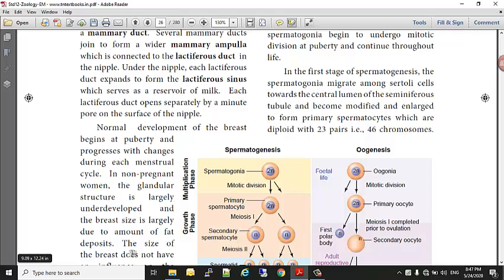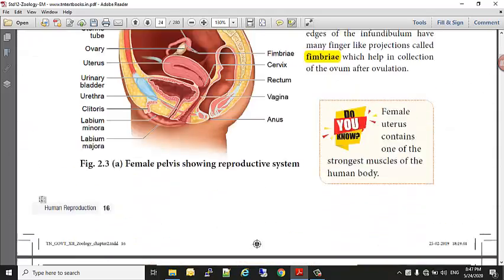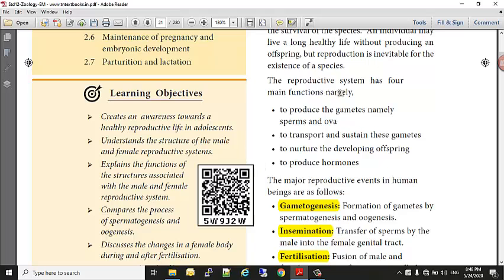So far we have covered the female reproductive system and the male reproductive system in detail. We have covered both the primary sex organs as well as the accessory sex organs. So today, what all have we studied? As a quick recap, we have studied the four functions of the reproductive system: gamete formation, transport and sustainability of gametes, nurturing and developing offspring, and producing hormones.